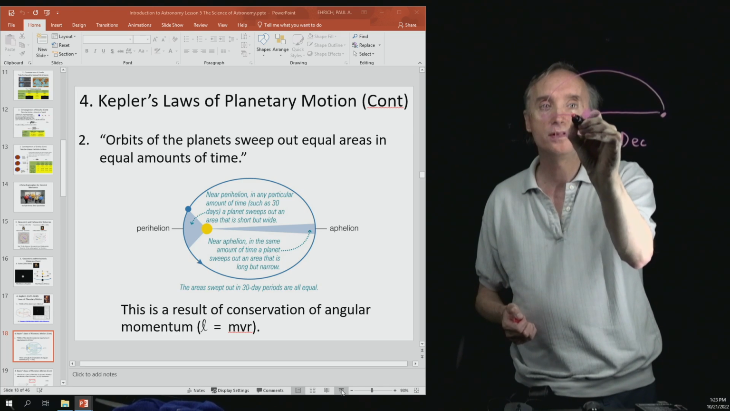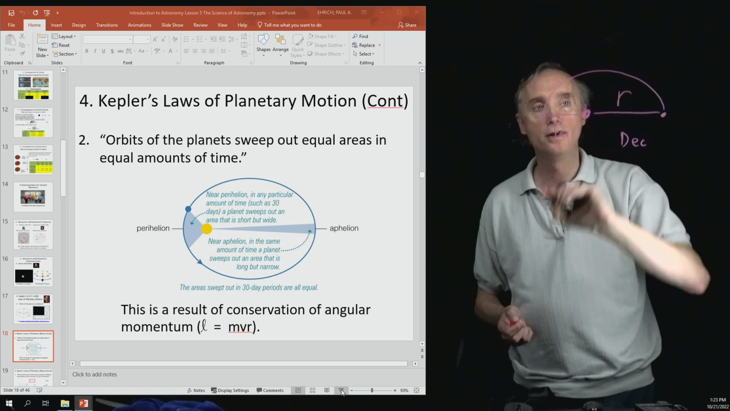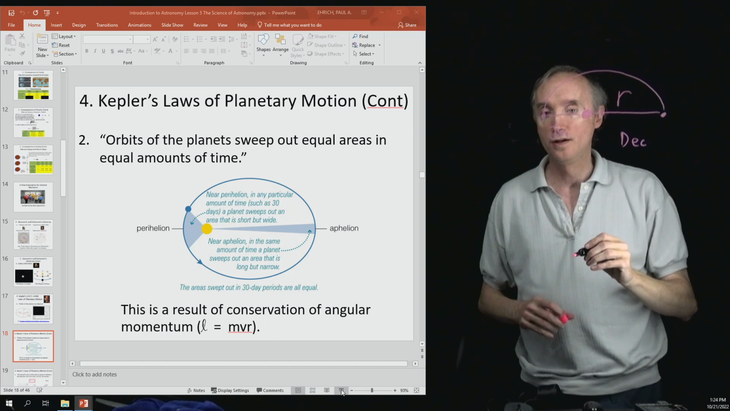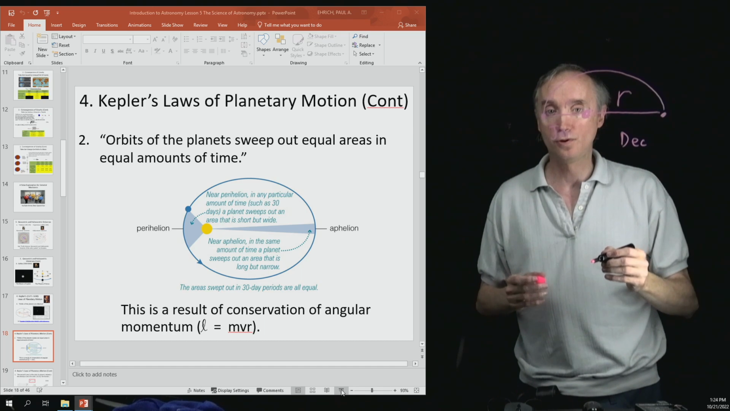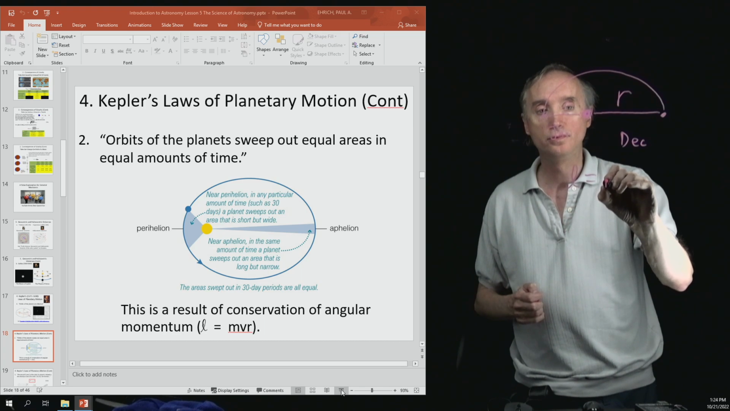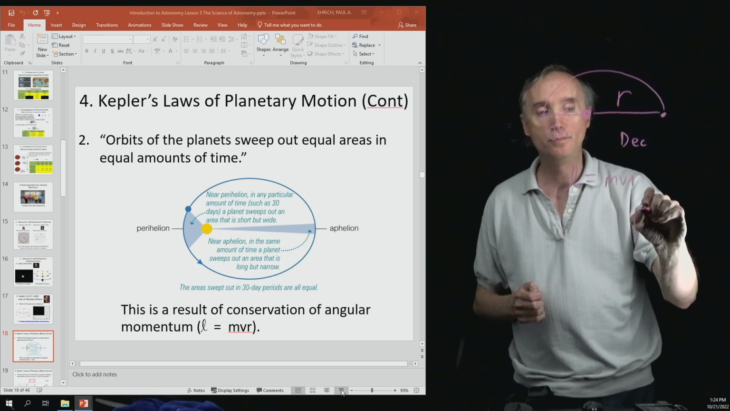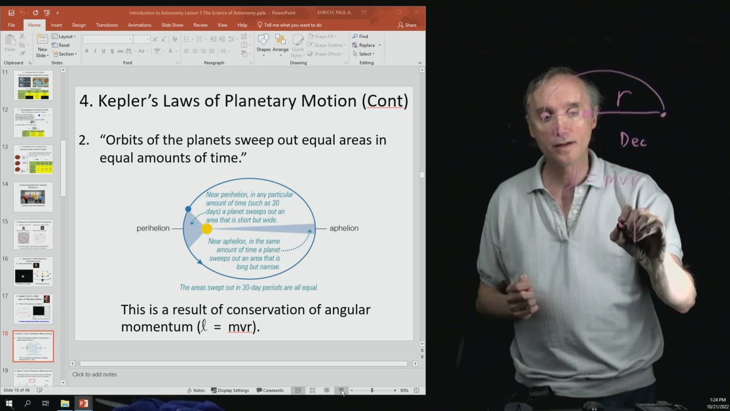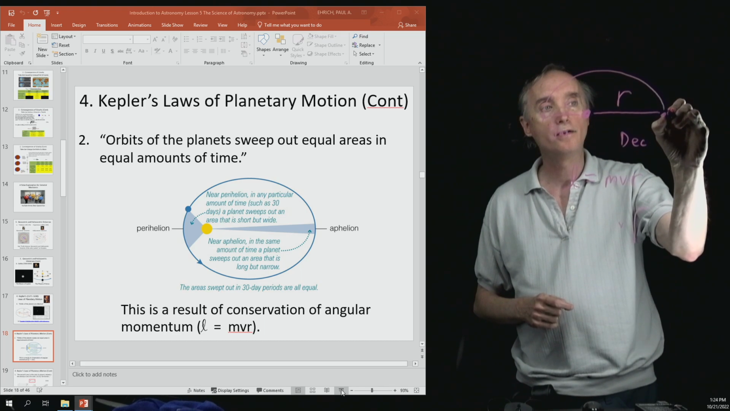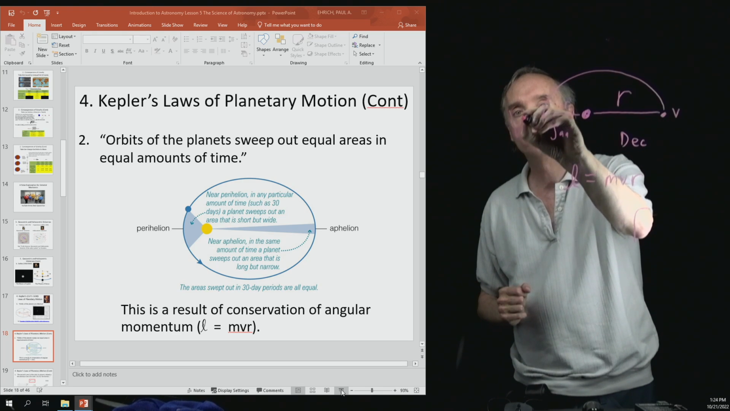Do you notice that this distance here got smaller? So we could represent this by a big R, and then over here this could be a little r. According to conservation of angular momentum, angular momentum is L, and it's equal to mvr. So if the r gets big, then the v has to get small in order to compensate. So over here this would have a small velocity, and over here a big velocity.